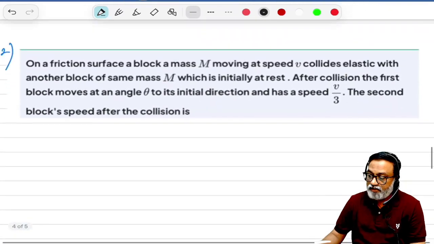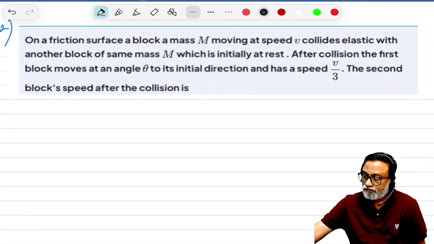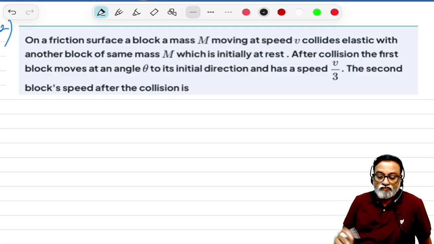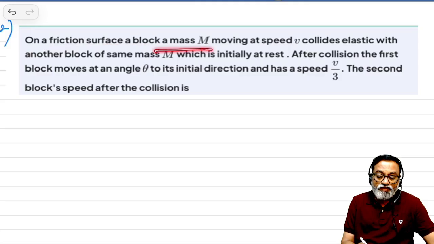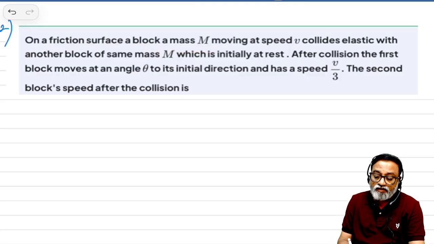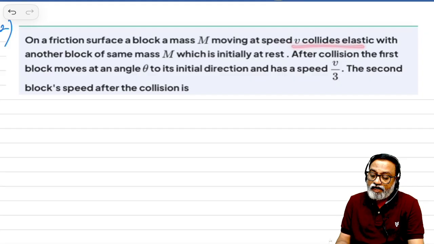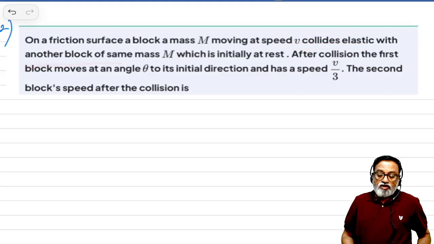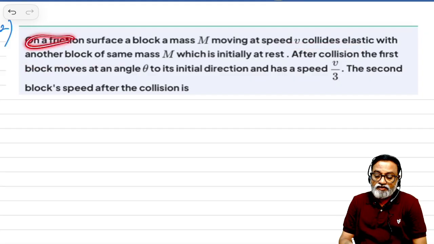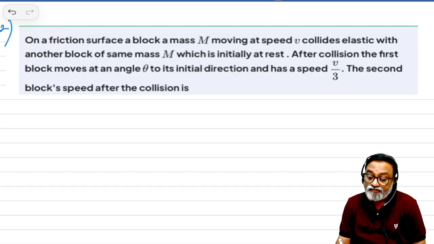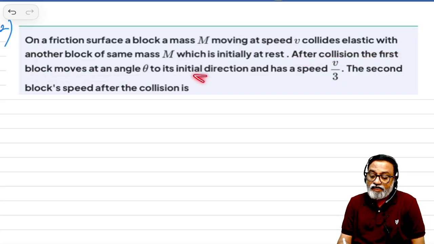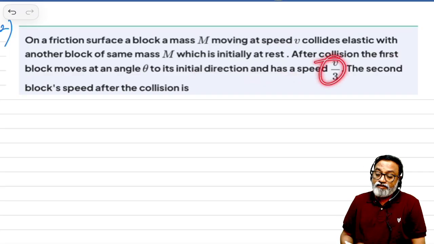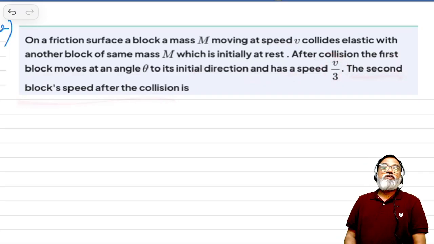Like that, see here. On a frictionless surface, a block of mass m moving at a speed v collides elastically with another block of the same mass m, which is initially at rest. After collision, the first block moves at an angle theta to the initial direction with a speed v by 3. Find the second block's speed after collision.